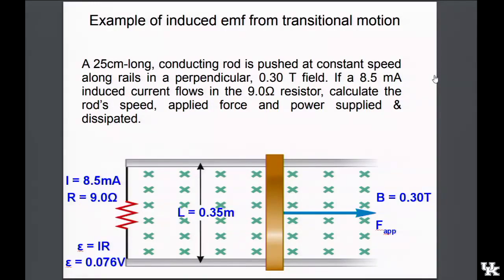And then we're going to calculate the rod speed to create that induced current, that induced EMF. We're going to calculate the force that needs to be applied to move the rod at that speed. And we're going to calculate the power that whoever's moving the rod is supplying to the circuit and the power that is dissipated in the resistor in the circuit. So we're going to calculate a bunch of things here that will expose us to the details of how this generator is really working and what's going on in this electrical generator. So let's see if we can answer these questions.